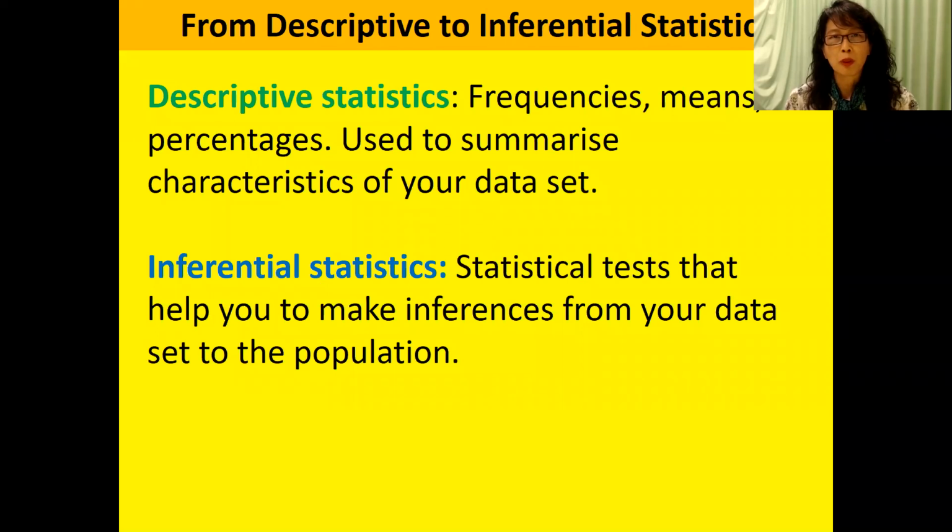So we move from descriptive to inferential statistics. Descriptive statistics refers to the use of means, percentages, frequencies in order to describe the characteristics of our data set that is collected for a sample. Now, from that, we make inferences to the population from which we took the sample. So that's when we use inferential statistics.